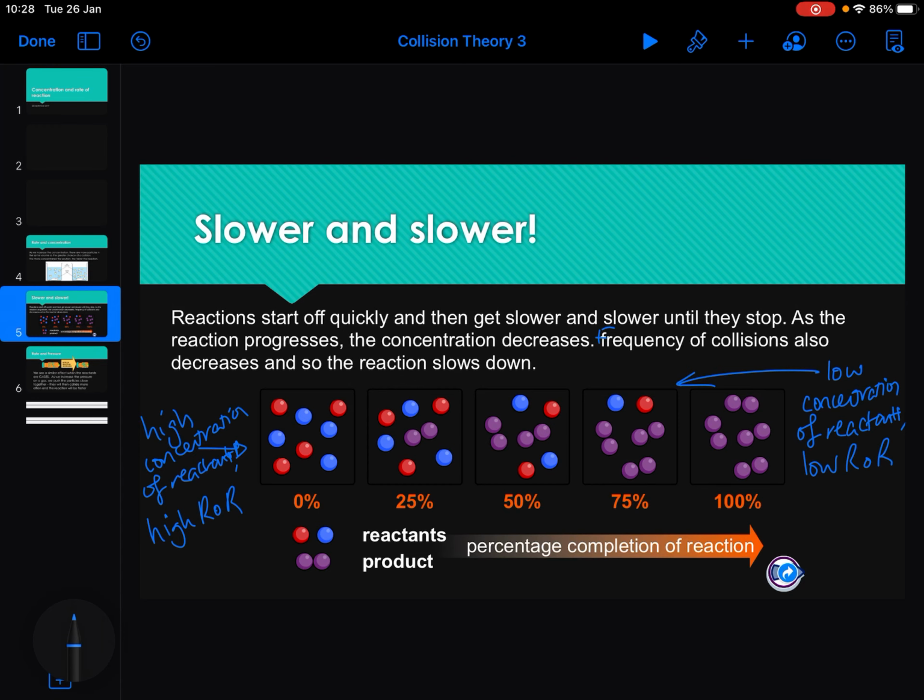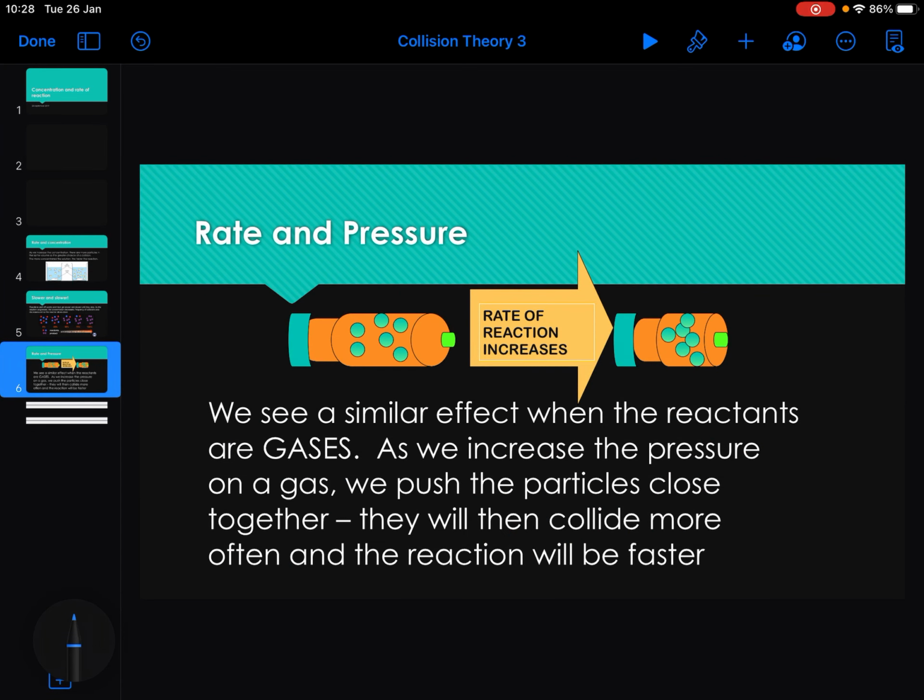Okay, once you've done that, our final bit is about rate and pressure. Now, concentration, fantastic, tends to work best when you've got a liquid. Liquids are easiest things to change the concentration of. But if we are looking at gases, we can do something similar, and we can do that by changing the pressure of a gas. So as we increase the pressure on a gas, we push the particles closer together. They will then collide more often and the reaction will be faster.